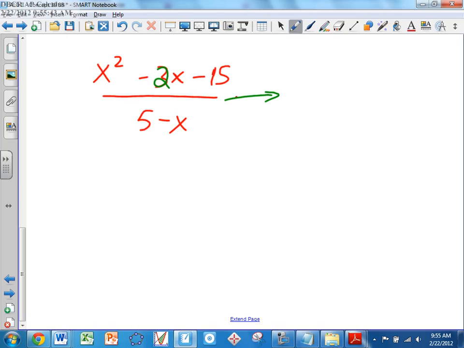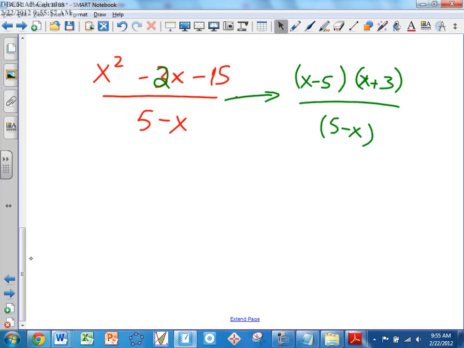Numerator, what do you get? X minus 5, x plus 3. Very good, Anthony. The denominator has a 5 minus x. So what do I do to those? Cancel them both and leave behind a negative 1. It doesn't matter where you leave it behind. You can leave behind the negative 1 up top, and then you leave behind a positive 1 down below.